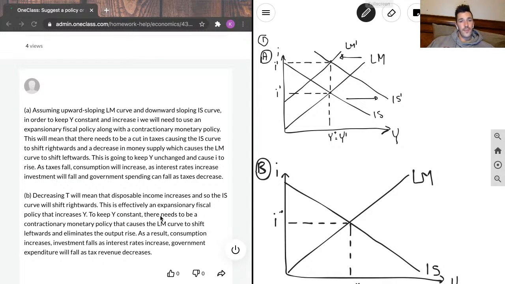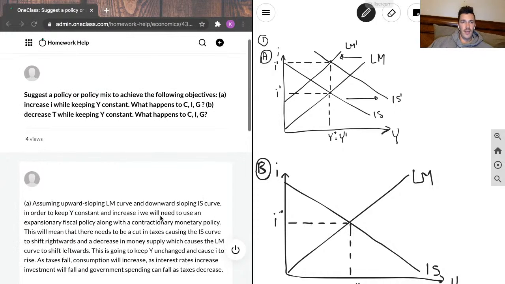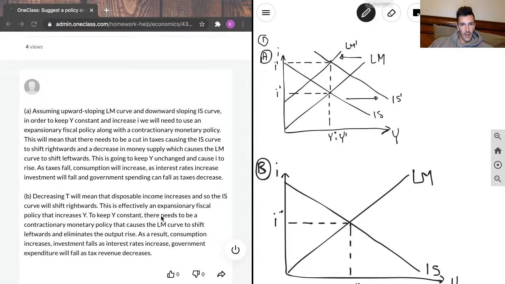the equilibrium interest rate. So if we were to decrease T and keep Y constant, disposable income will increase and the IS curve will shift rightwards. The IS curve is going to shift to the right to what we're calling IS prime. This is effectively an expansionary fiscal policy that increases Y. Again, if we need to keep Y constant, there needs to be a contractionary monetary policy that causes the LM curve to shift leftwards and eliminate the output rise. As a result, consumption increases.